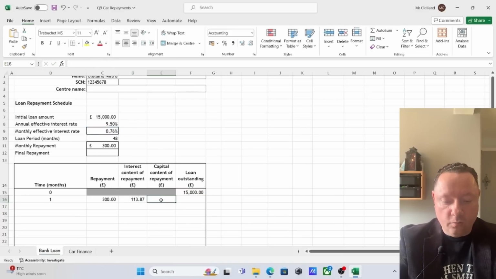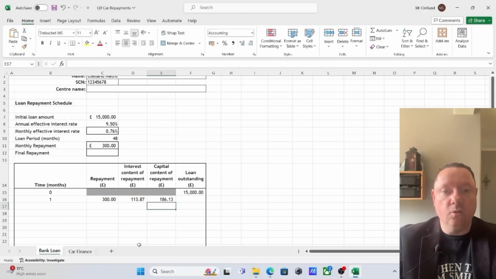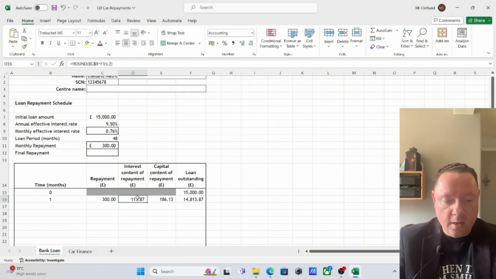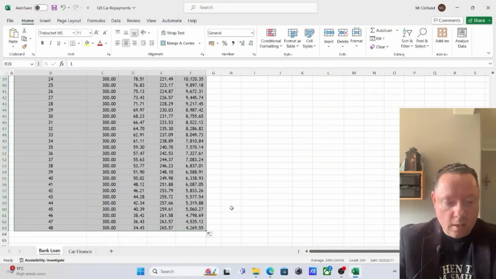Capital content of repayment. Well, that's just equal to your repayment minus your interest. So there we are there. And your loan outstanding, well, that equals the previous loan outstanding minus whatever the capital is that you paid. So we can just do that. We wouldn't need to round this one because these ones used the figures already, but we're rounded, so we're fine. And then we'll just extend our table down, 48 months. There you go, just make sure it stops at 48, if not drag up or down.